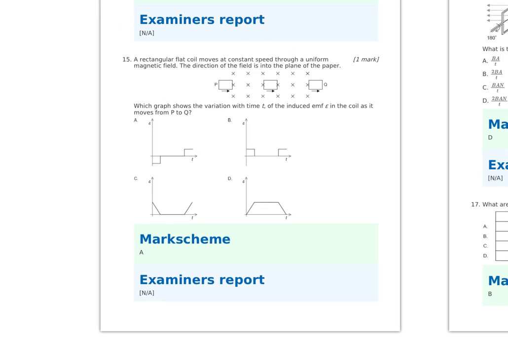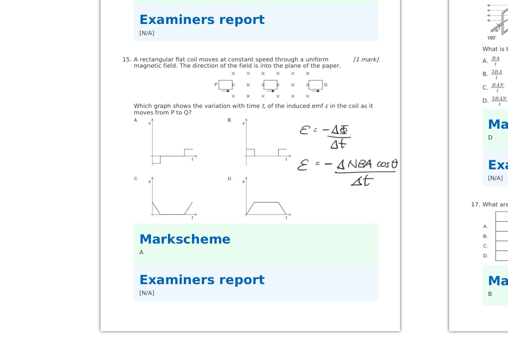Okay, 15. It's talking about EMF, so let's remind ourselves how EMF works. EMF is negative the change in flux over change in time, or negative the change in the number of coils times the magnetic field strength times the area times the cosine of the angle between the area and the magnetic field, per unit time.